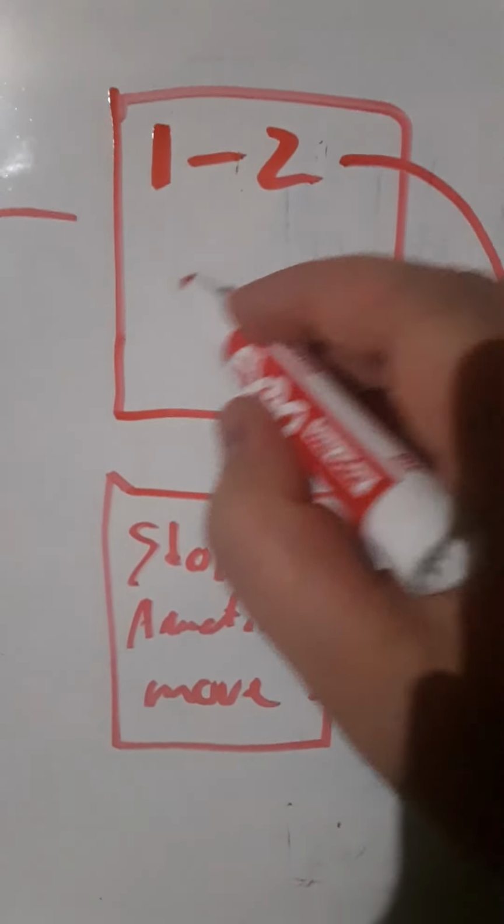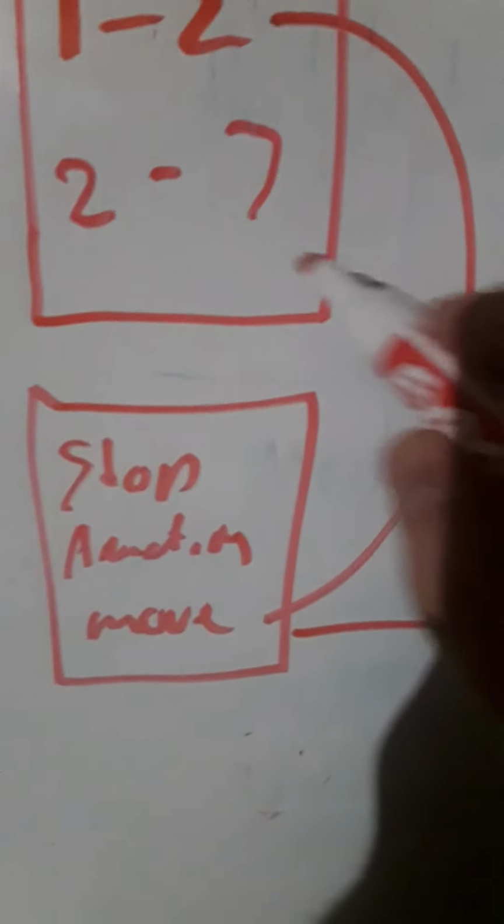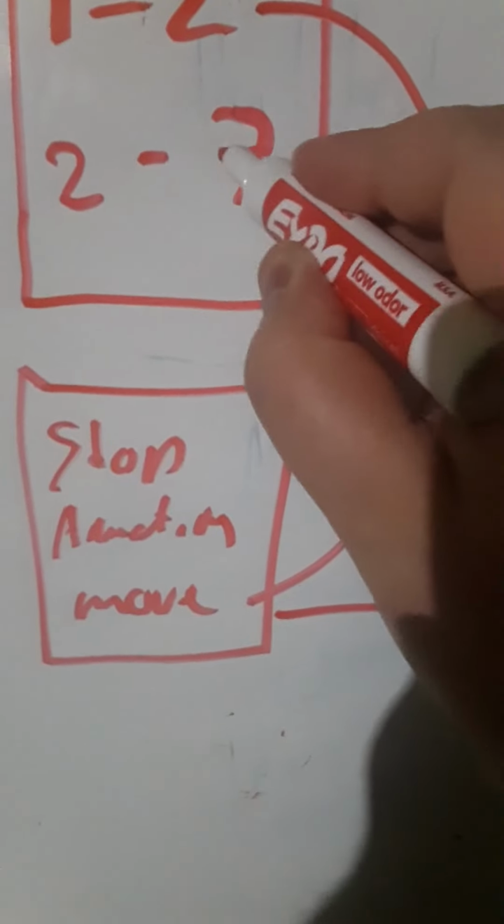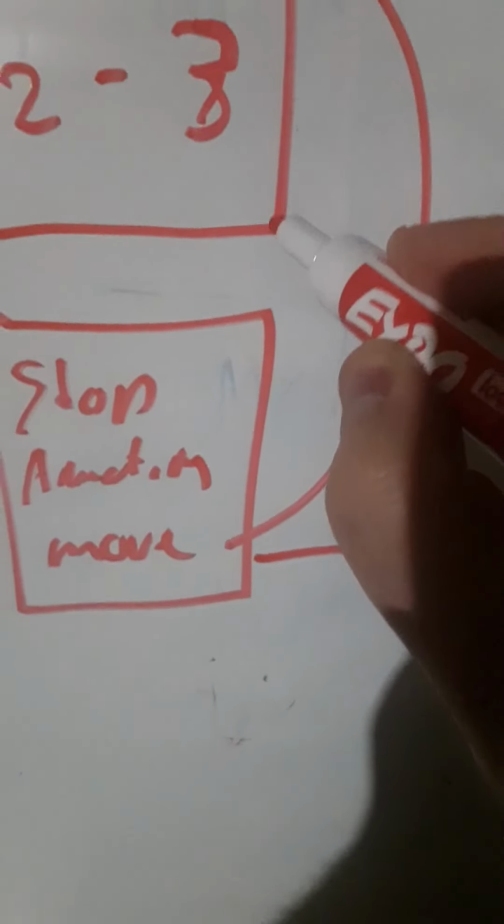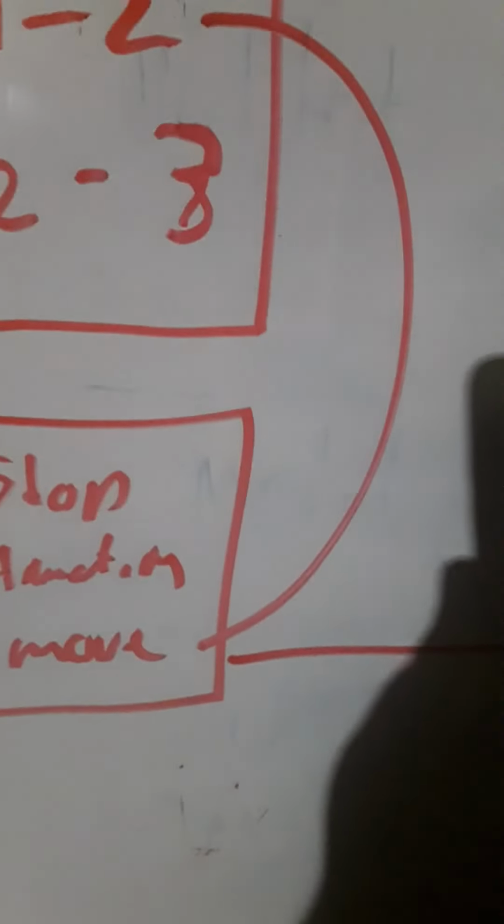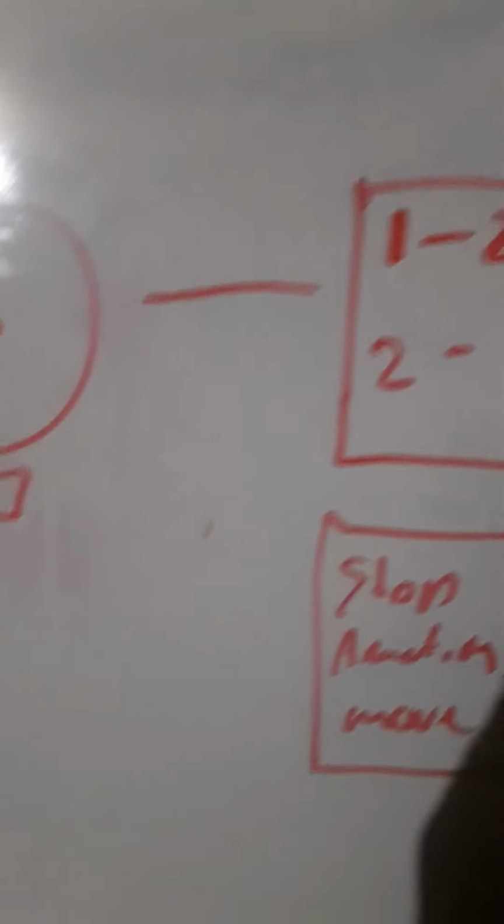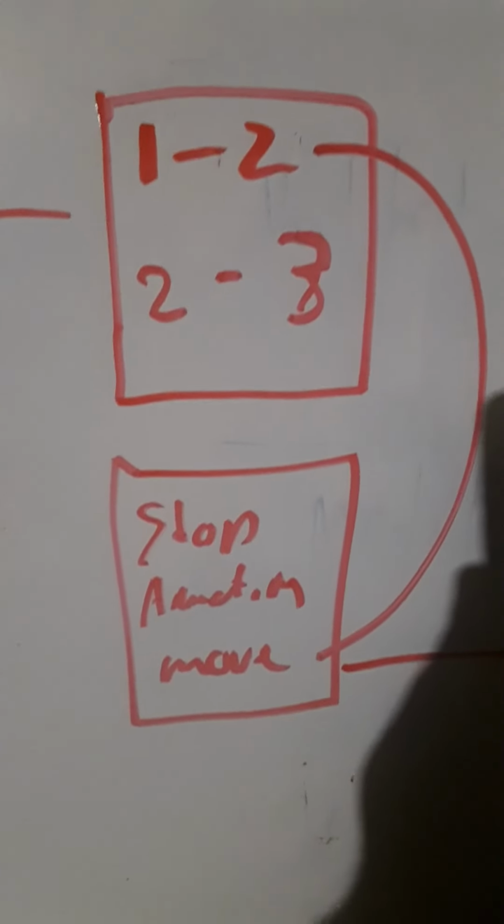And then we repeat the process for the next one, which is switch it from 2 to 3. 3. I even had to second guess whether or not that was the correct direction for 3. So then again, stop, animation, move. And it just keeps going on from there. So that's essentially how we're planning on it.